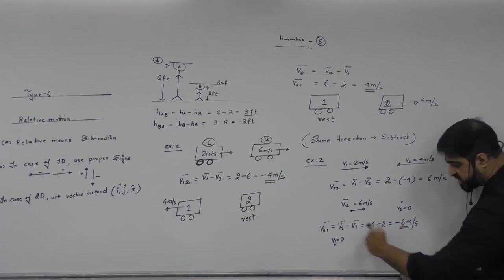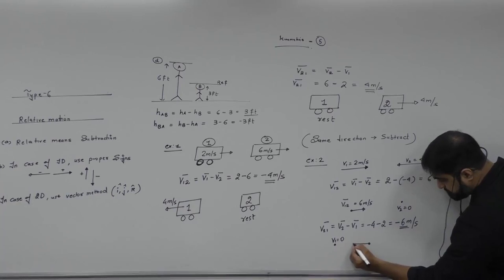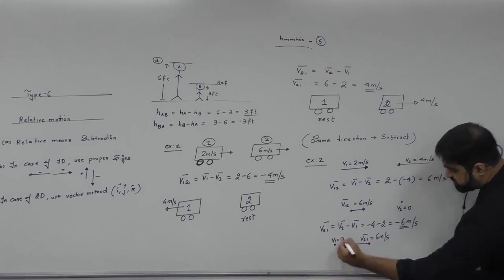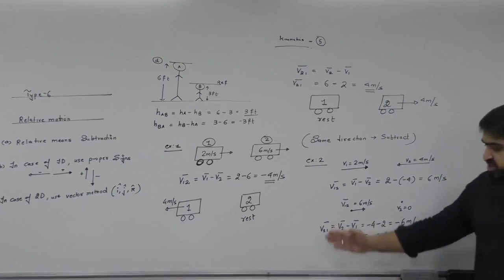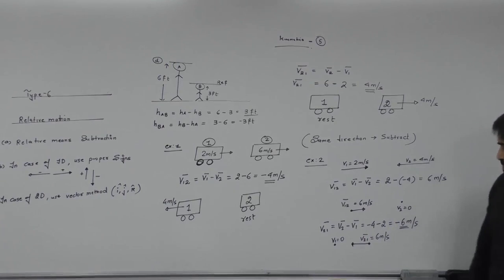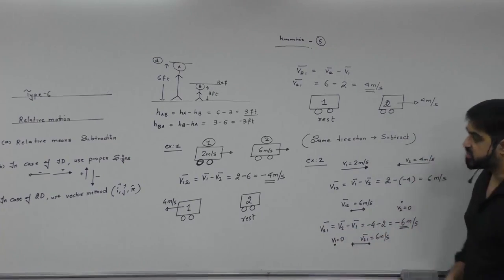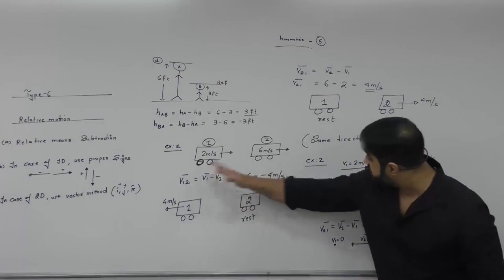What do you mean by minus 6? That way. Can I say the velocity of 2 with respect to 1 is how much? 6 meter per second. Minus means in this direction, 6. Okay. So they are appearing to come near. They were appearing to go away.